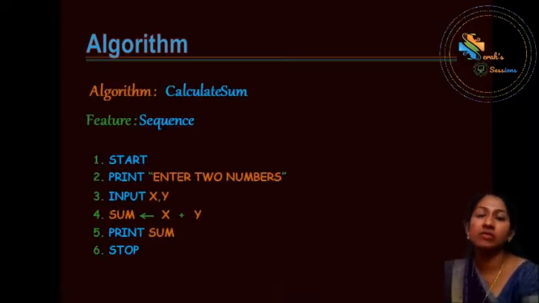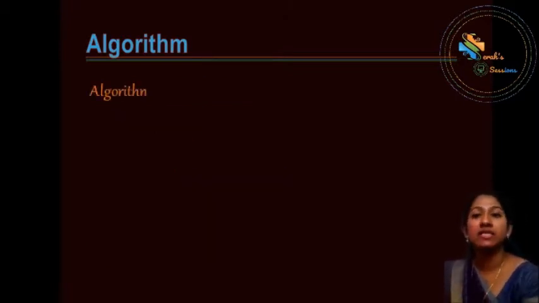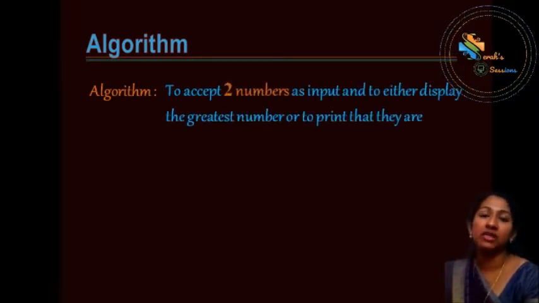The first example is for the sequence feature. This one we have seen in the last video, to add 2 numbers. I've given the name here as calculate sum. In this algorithm, you cannot see any decision making statements or any repetition statements. It just has sequence. It starts from line number 1 and goes forward to end in line number 6. Okay. Next, we'll see an algorithm which includes decision making steps.